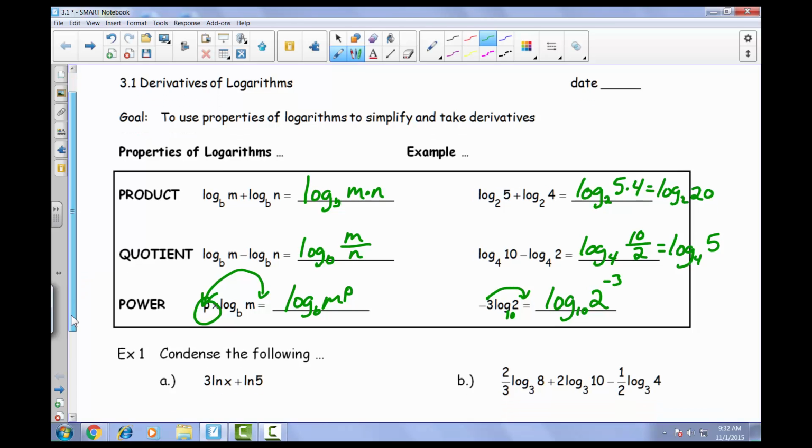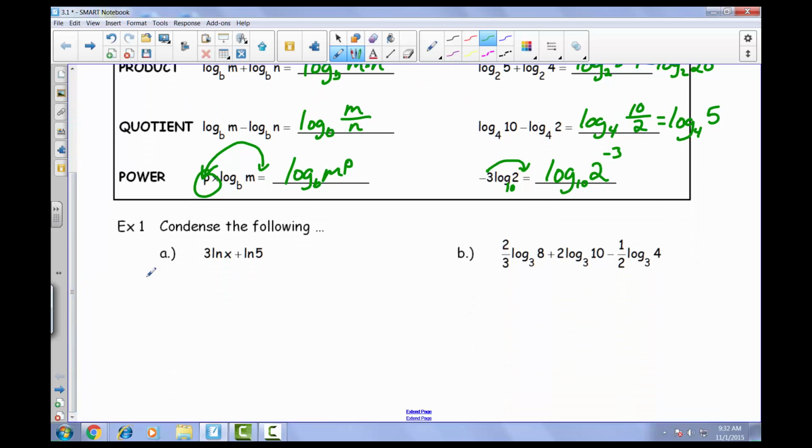Now when we're looking at example 1, we're asked to condense the following. For A, we see that we have this number in front of a natural log. Natural log still works the exact same way with those properties. So we can take this 3 and move it back here as its exponent. We have the natural log of x raised to the 3rd power, again that's the power property kicking in, plus the natural log of 5. Right there we just did the power property. Haven't touched the plus sign in between yet.